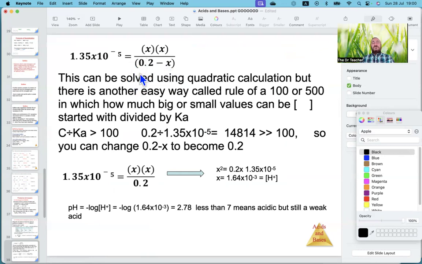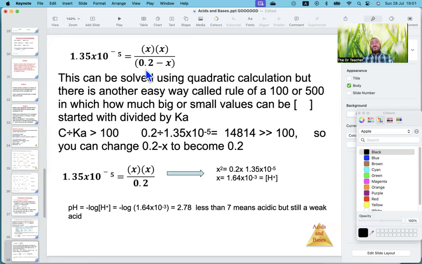Okay. So if you do the calculation here, it would be complicated. This can be solved using the quadratic formula, but there is another easy way called the rule of 100, or 500, 1000, in which it depends on how big or small the starting concentration is divided by Ka.